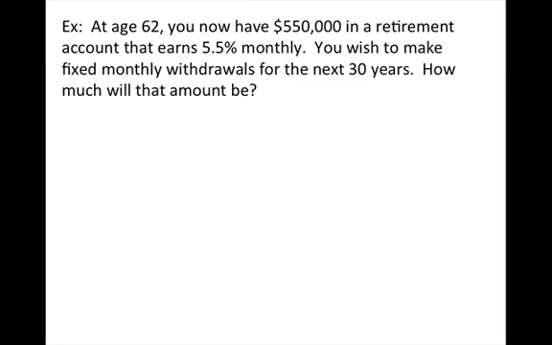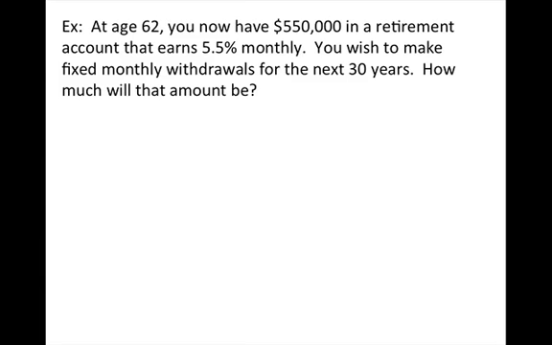In the next example, at age 62, you now have $550,000 in a retirement account that earns 5.5% monthly. You wish to make fixed monthly withdrawals for the next 30 years. How much will that withdrawal amount be? So the first thing you decide is, is the $550,000 a current amount or an amount we're saving for in the future? And this time it's an amount that we have right now, so it's a present value annuity.